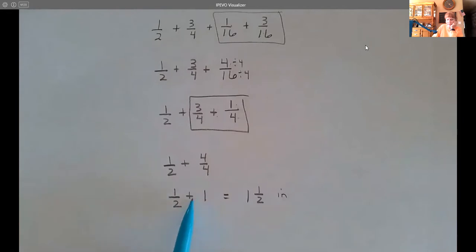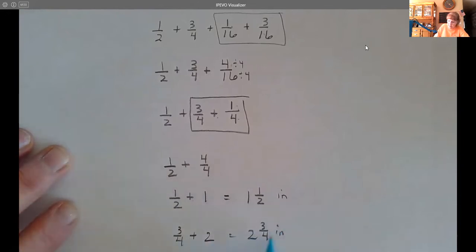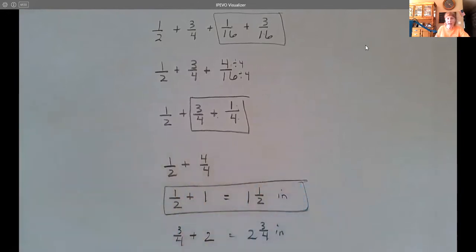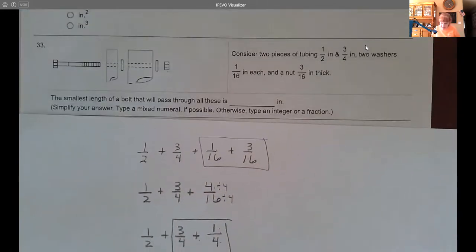Okay, a whole number plus a fraction is just like 1 1/2, or 2 and 3/4. This 2 plus 3/4 would be 2 3/4 inches. All right, just the adding. So there, 1 1/2 inches. Now my math lab, I'm not sure if they wanted your answer as a mixed numeral. Yes, they do. They want it as a mixed numeral for 33. Oh, wait a minute.